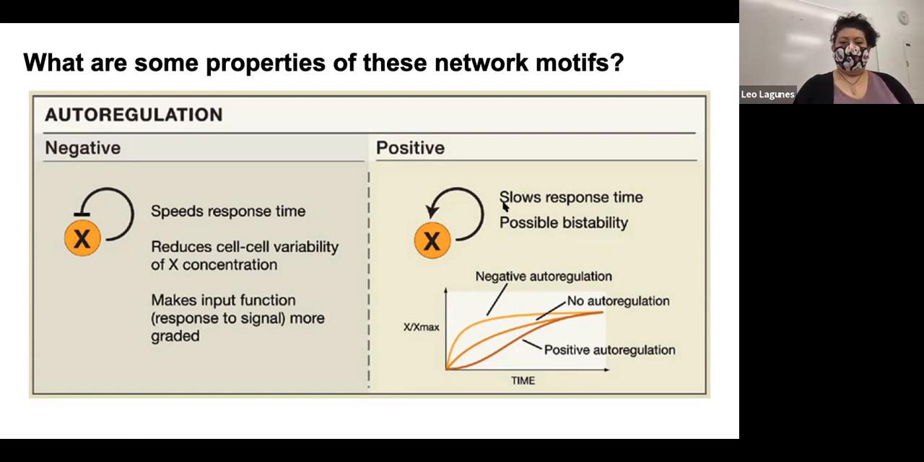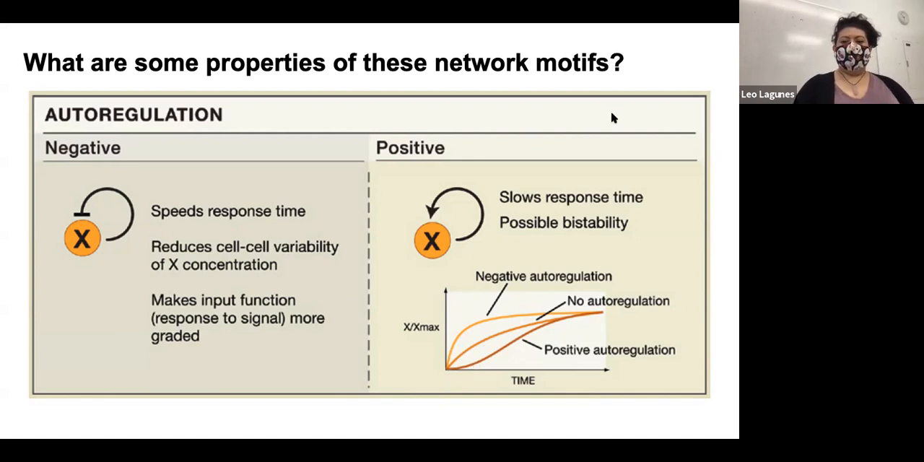For positive autoregulation, it can actually slow down the response time, and we can even get bistability. So we looked a little bit at stability analysis, where we set the derivatives equal to 0, but you can have two solutions come out of that, not just one. In this particular graph, if we look at a time course plot, you can see that negative regulation has that graded, hyperbolic look. Negative autoregulation is more graded than if we had no regulation. And the positive regulation has a slower response time because it takes more time before we can see an increase in that concentration. That's what it means to have a slow response time.